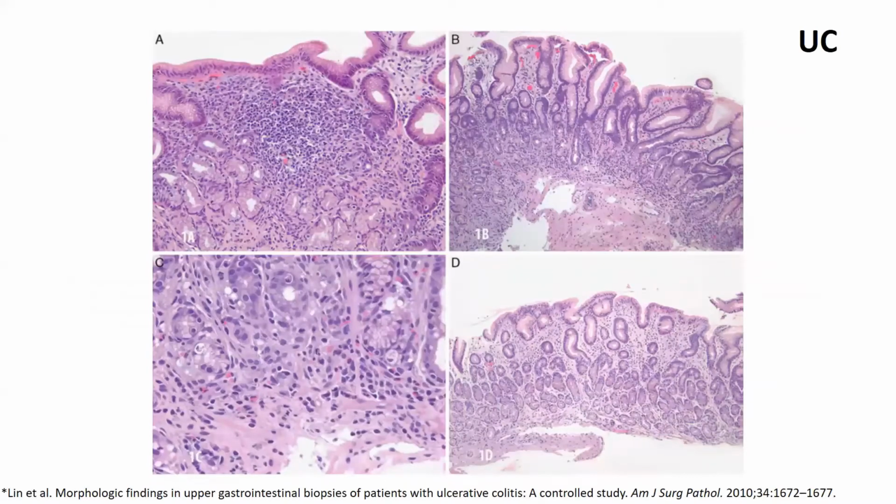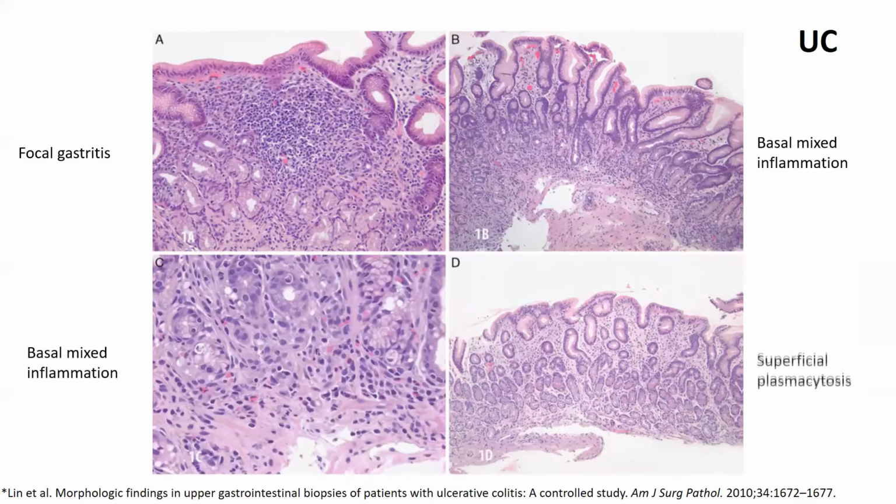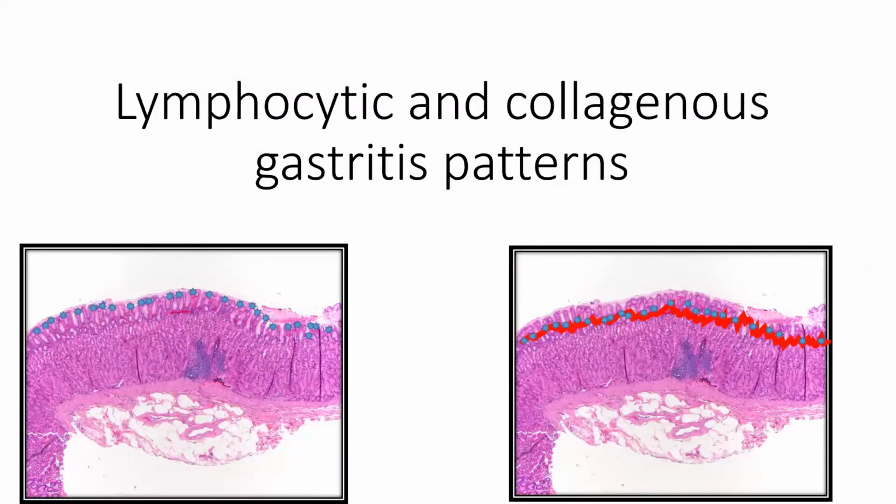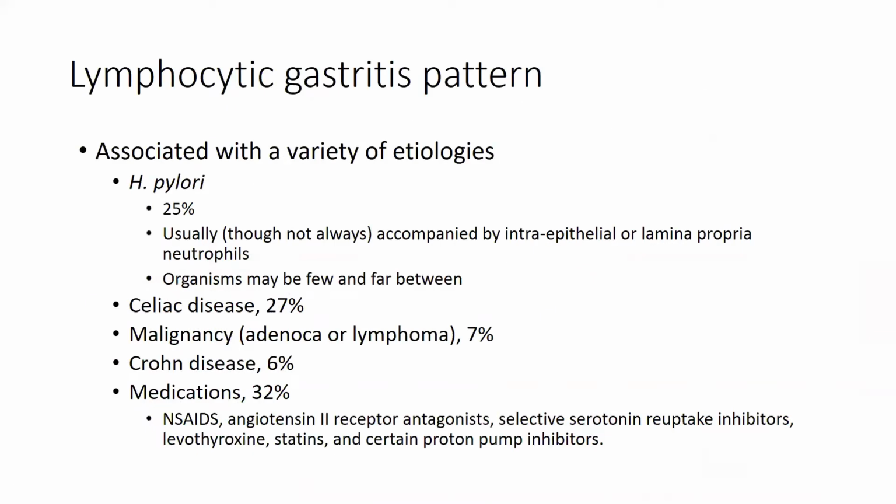Now, patients with UC may present a number of inflammatory patterns in the stomach, including just focal gastritis and this basal mixed inflammation, and also this superficial plasmacytosis that may mimic treated H. pylori infection. Now, let's talk a little bit about lymphocytic and collagenous gastritis patterns.